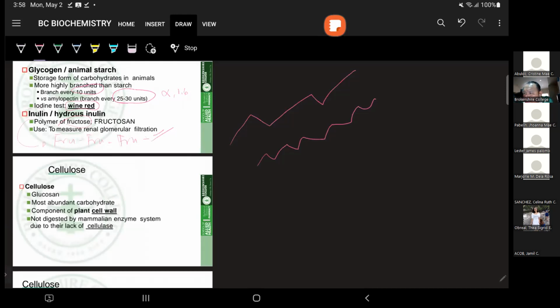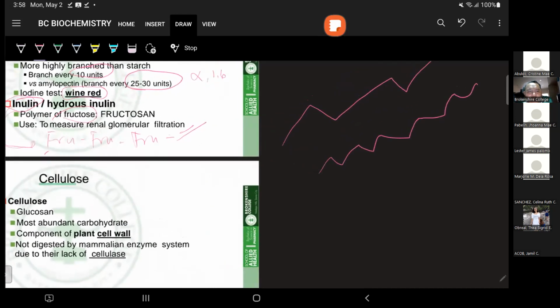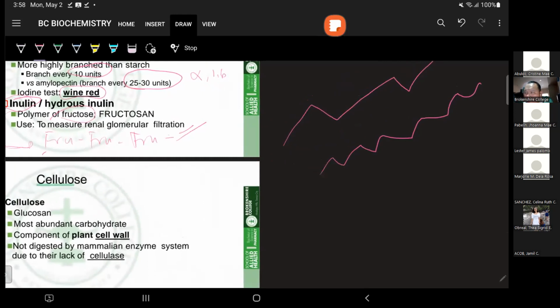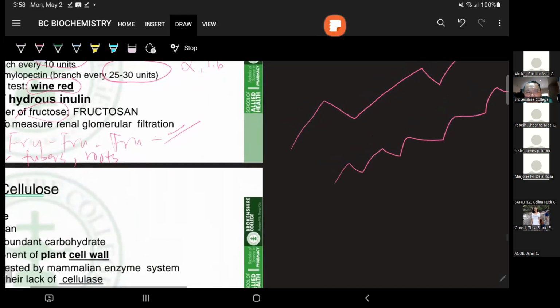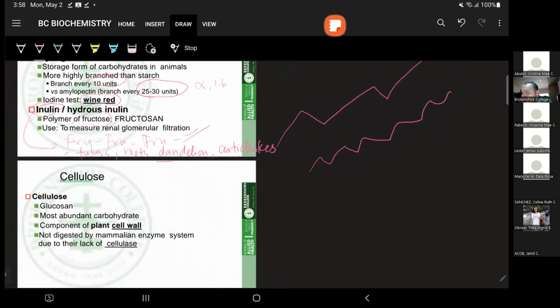Where do we find inulin? Saan ba ang source of inulin natin? Inulin can be found in tubers and roots, particularly of dandelions. Are we familiar with the dandelion flower? Dandelion and artichokes are plants rich in inulin: the tubers and roots of dandelion and artichokes.